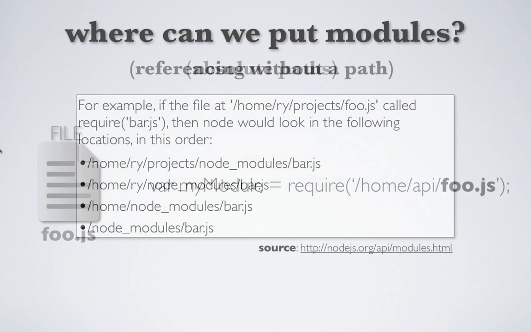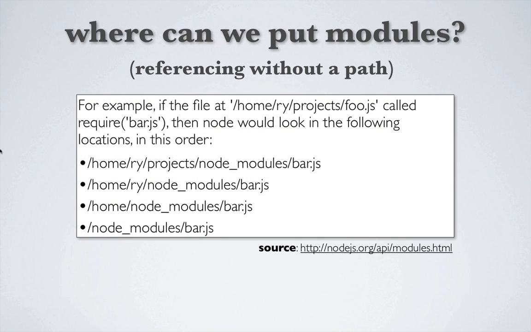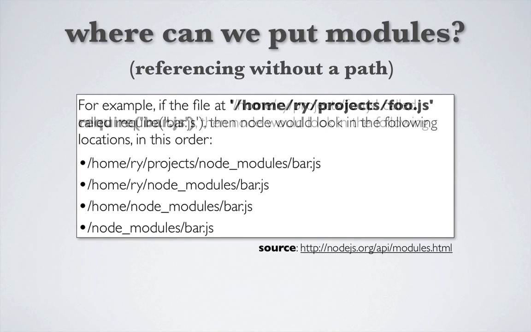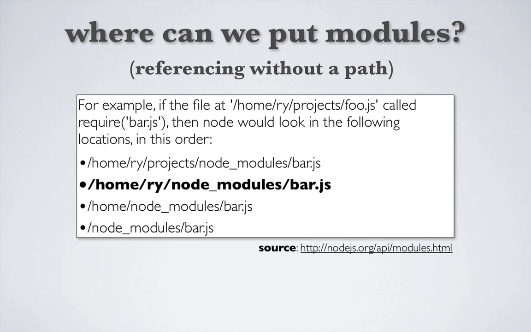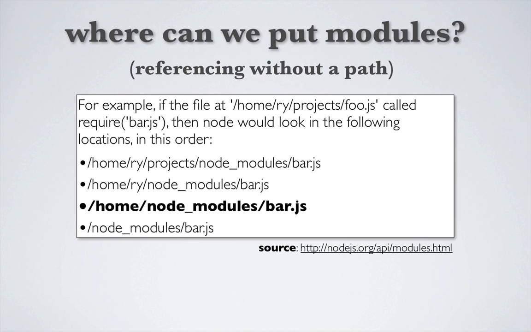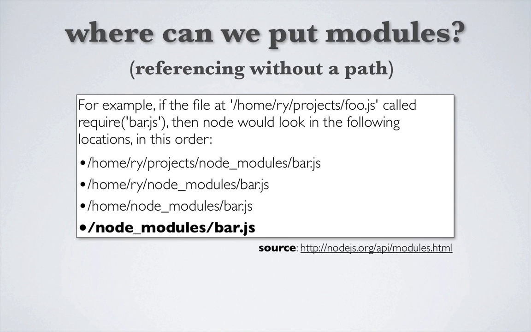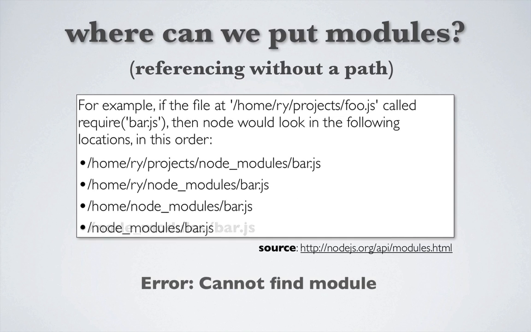But how does that work? The Node documentation has a great example, which I've included here. So in this example, we have a path. We have foo.js requiring bar.js. So Node will first look in the same directory where the file that it's calling is located, in this example, /home/ry/project/node modules. If it doesn't find it there, it will traverse up the file system path until it either finds the node modules folder and the module, or gets to the root of the path without finding it, in which case returning a module not found error.